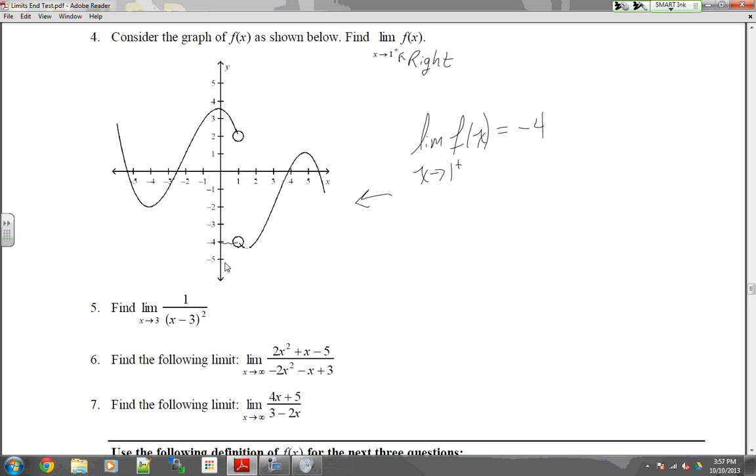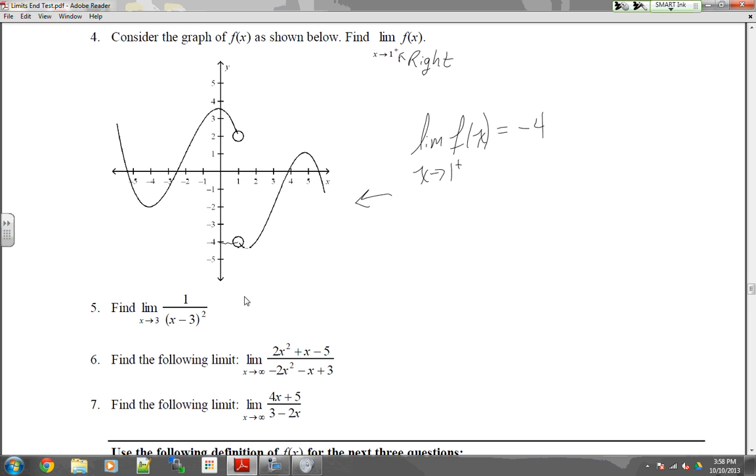All right, so now let's find the limit of 1 over x minus 3 squared as x approaches 3. If we use direct substitution, we get 1 over 0, which doesn't tell us much.